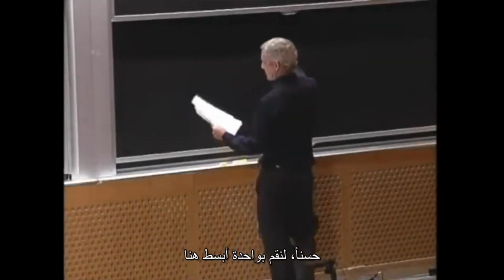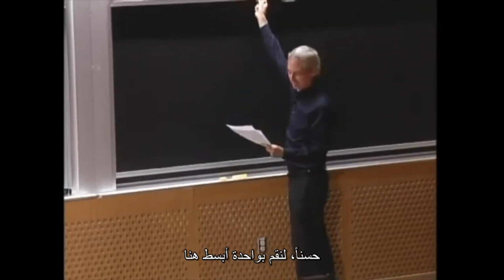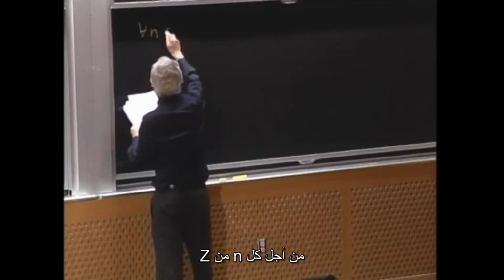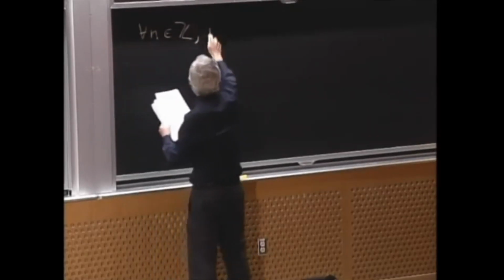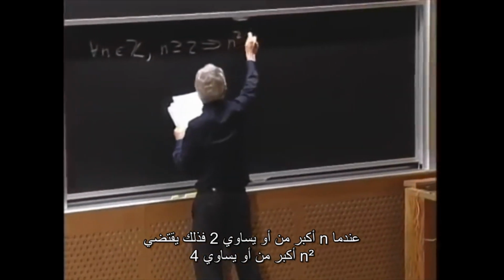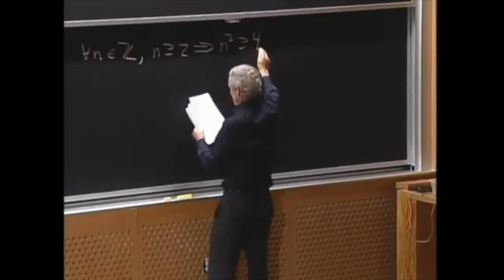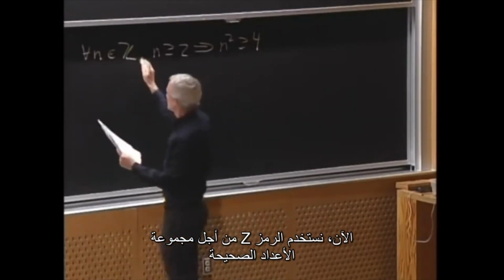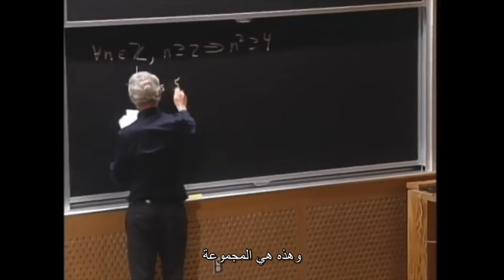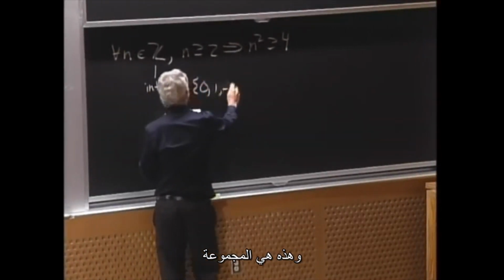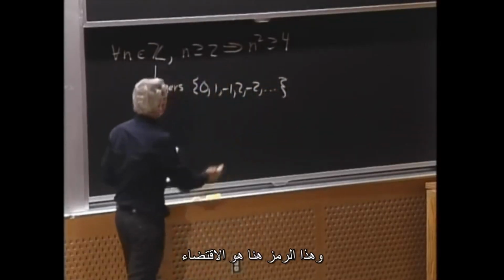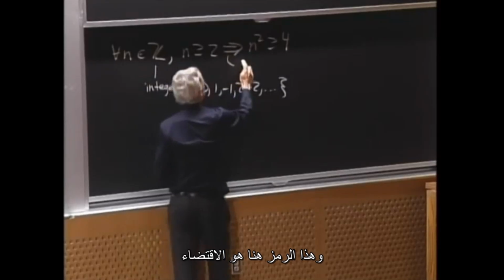All right, let's do a simpler one here. For all n in Z, n greater than or equal to 2 implies n squared greater than or equal to 4. Now Z we use for the integers. And so that would be 0, 1, minus 1, 2, minus 2, and so forth. And this symbol here is implies.